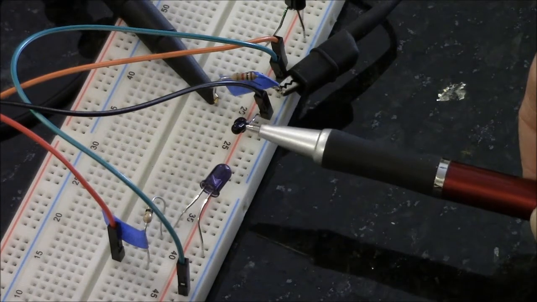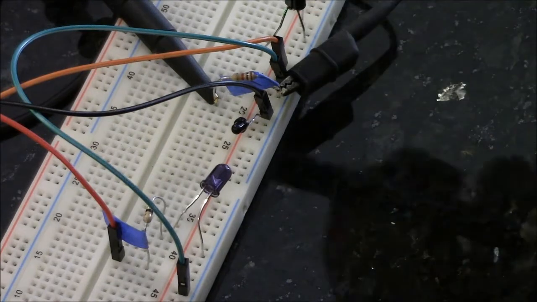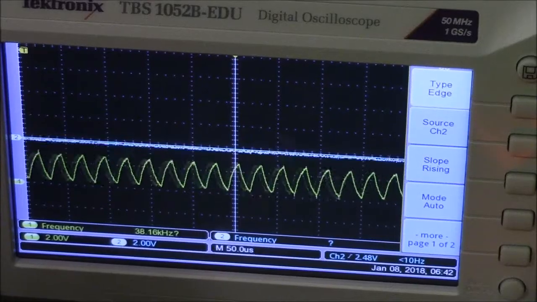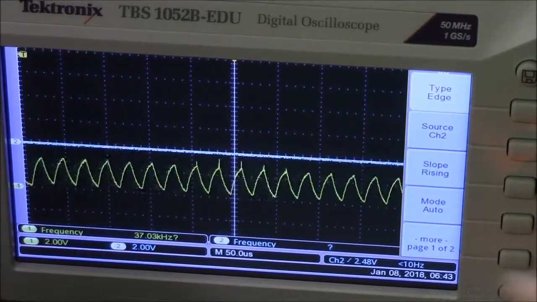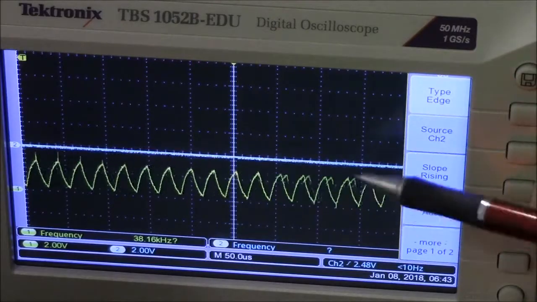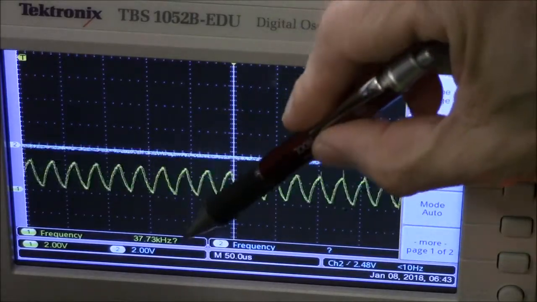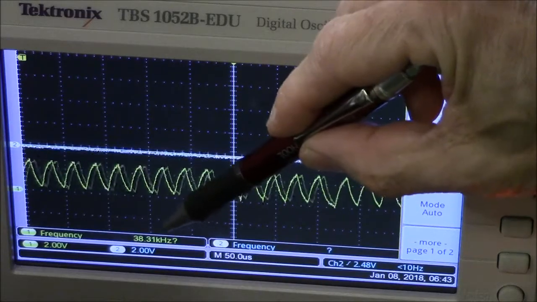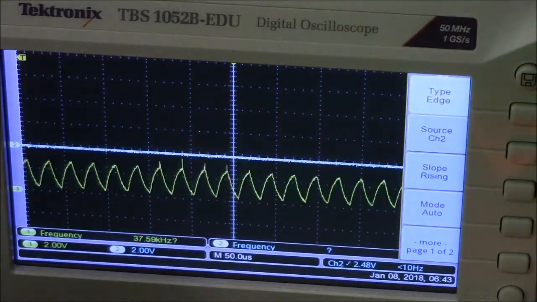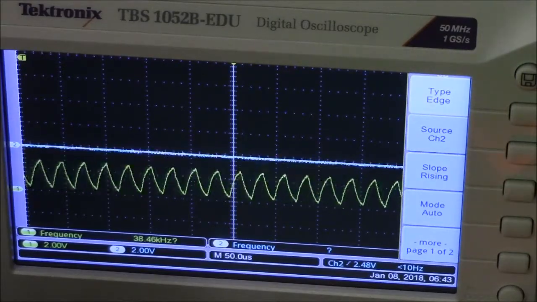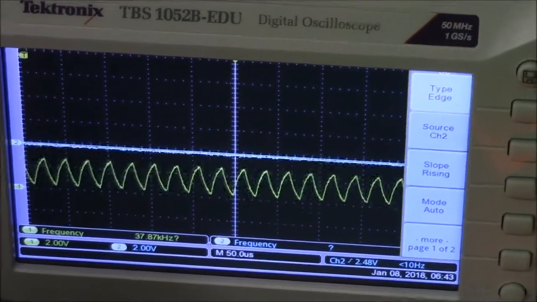The receiver is hooked up to the oscilloscope over this 1 kilo-ohm, 1000 ohm resistor. Here's the signal being received, and you can see it goes up and down and up and down. The value here is 37.8 kilohertz, varies a little bit, but 38 kilohertz is the frequency of this signal, which is a good sign. That's what I was aiming for.